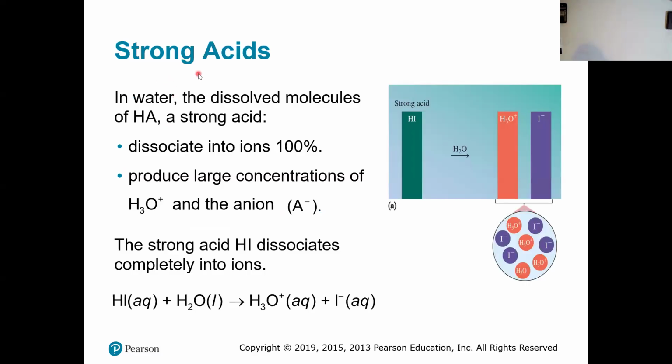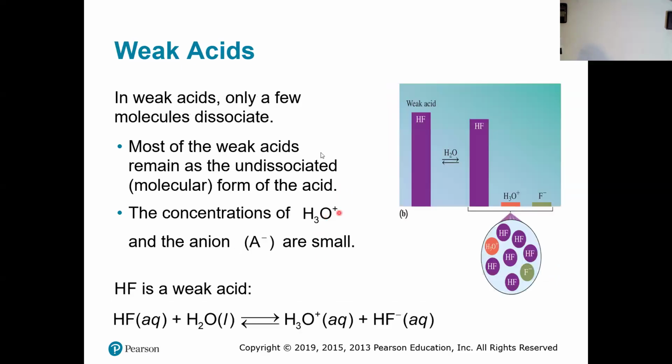So when we have strong acids, what we would see in solution is that if you start out with a strong acid, then once you put it into solution, 100% of it is going to separate and turn into its ion form. You're going to have huge concentrations of both the cation and the anion that is present.